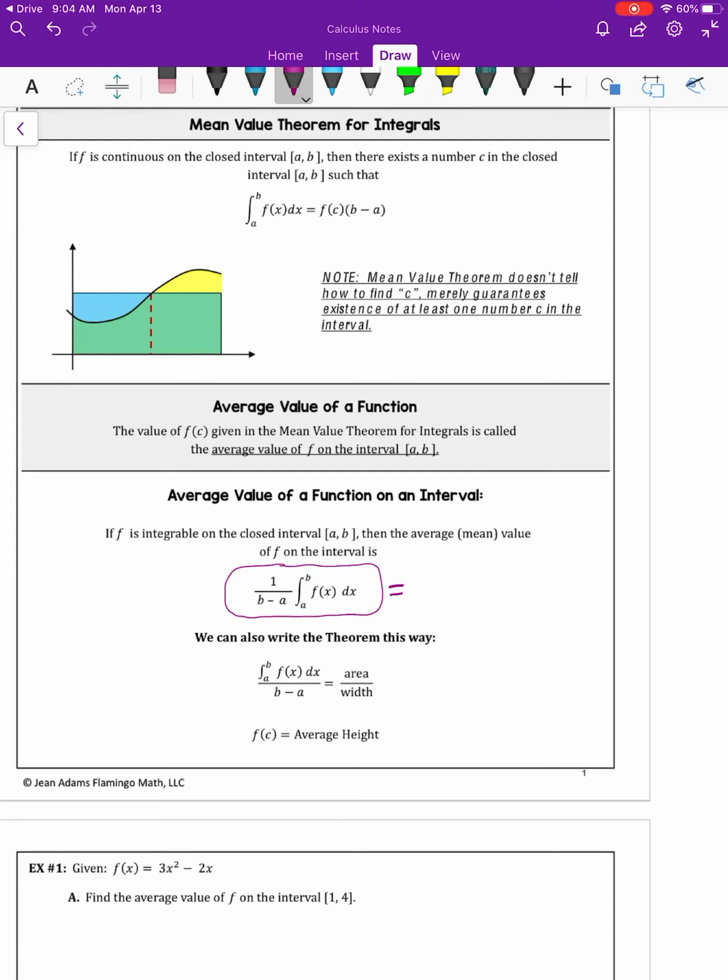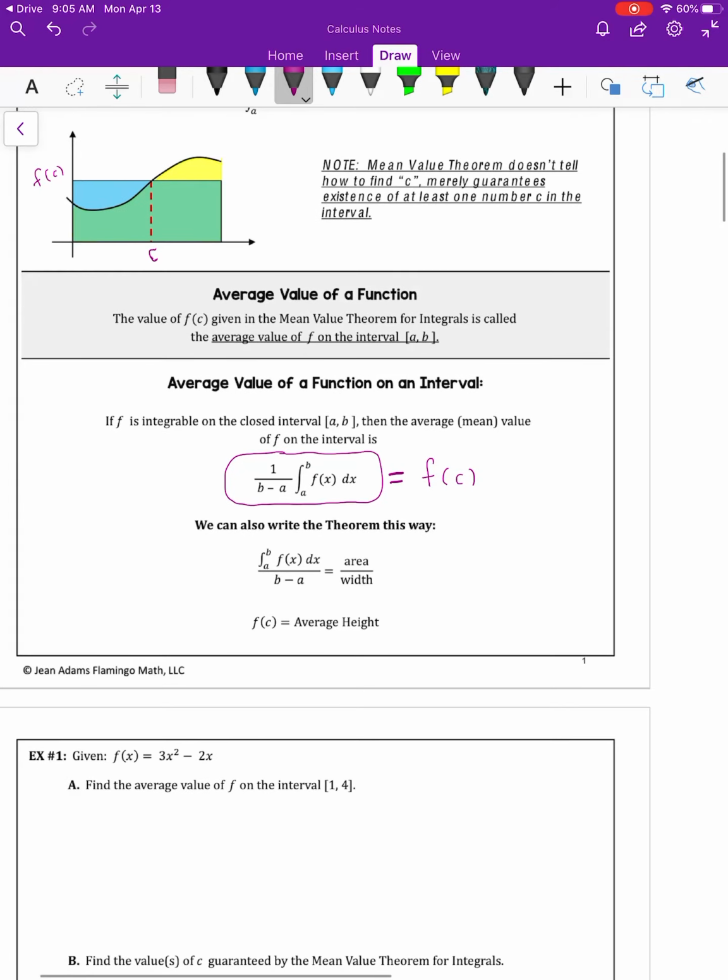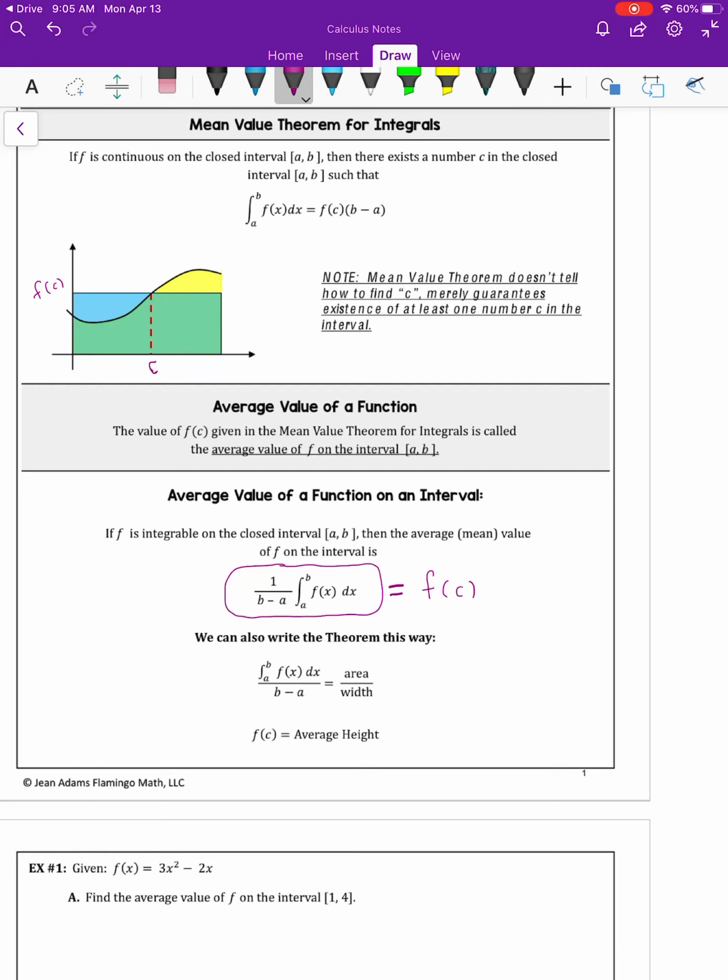But this is the formula that you're going to have for average value, and basically it's like, what's the average y value? And then you could find the c where it occurs, but this f of c is actually the average value, okay? So knowing that kind of helps.